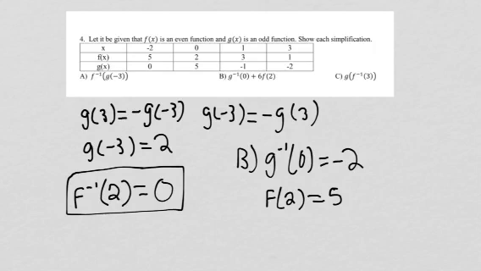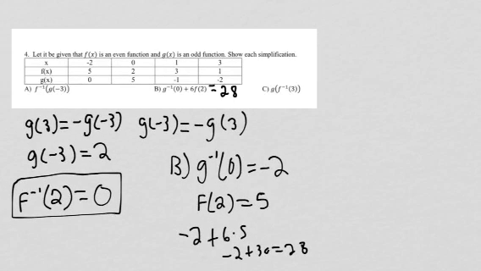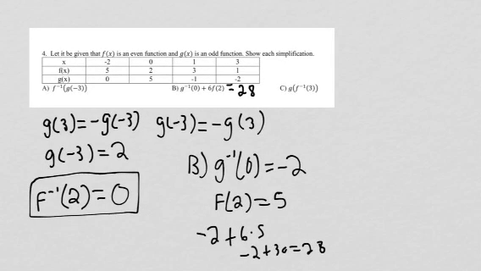All right, great. So now we do g inverse of 0, which we know is negative 2, plus 6 times 5. So we have negative 2 plus 30, which equals 28. So g inverse of 0 plus 6 f of 2 is 28. Last one, g of f inverse of 3. We are experts on inverses now. We know that the original function f sent 1 to 3, so the inverse of f is going to send 3 back to 1. So f inverse of 3 is going to be 1.